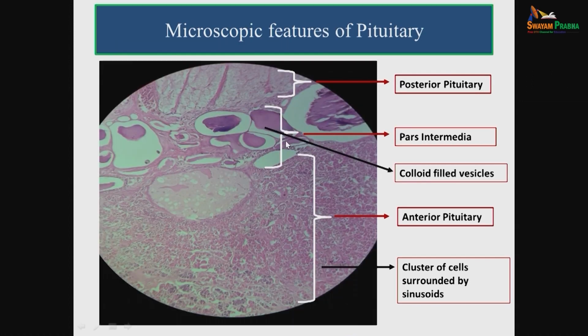The microscopic features of the pituitary show a cluster of cells in the anterior pituitary. These are the secretory cells, which are surrounded by the sinusoids. In the pars intermedia, there are colloid filled vesicles and some melanocyte stimulating hormone secreting cells, whereas in the posterior pituitary, the nerve endings have Herring bodies which store the hormones temporarily, and these are supported by pituicytes.